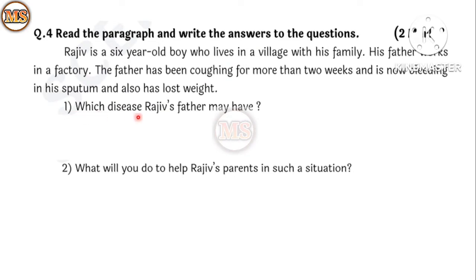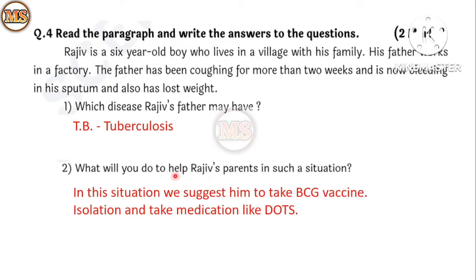First one: which disease may Raju's father have? According to the symptoms we can guess the disease is TB, or as we call it, tuberculosis. Then the second question: what will you do to help Raju's parents in such a situation? So how do we help Raju's parents? The method may be like this. In this situation, we suggest he take the BCG vaccine, isolation, and medication like DOTS.